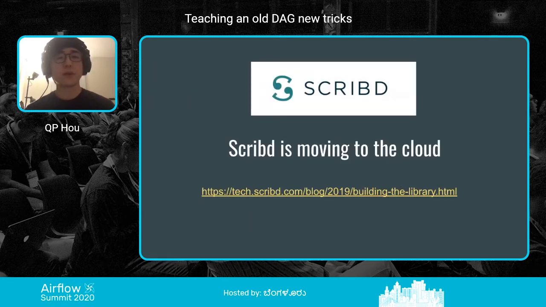So for those who are not familiar with Scribd, we are a subscription service for reading. So with $9 a month, you can get unlimited access to books from major publishers, audiobooks, magazines, news articles, and all the goodies. So you can sort of think of us like Netflix for reading.